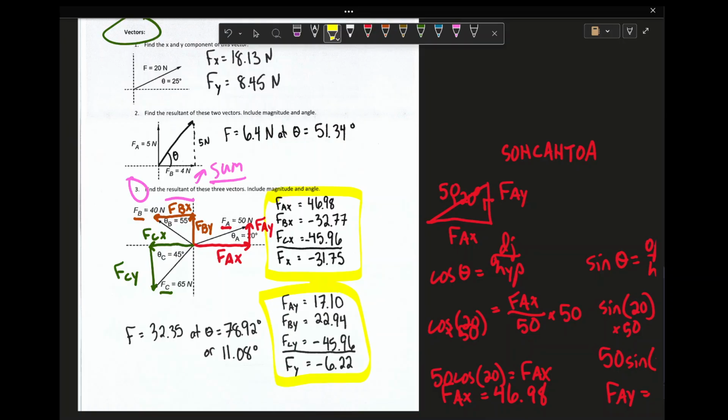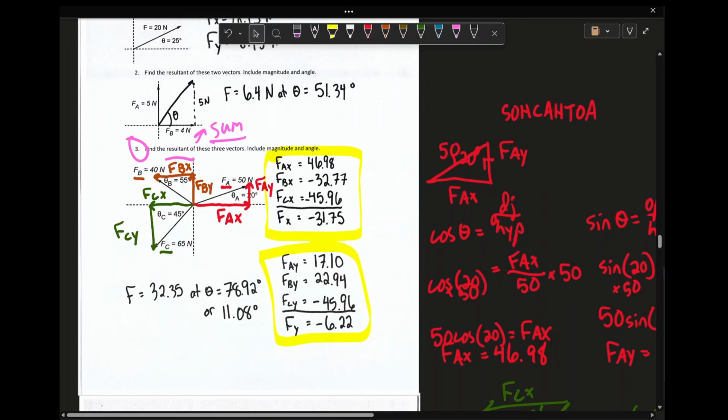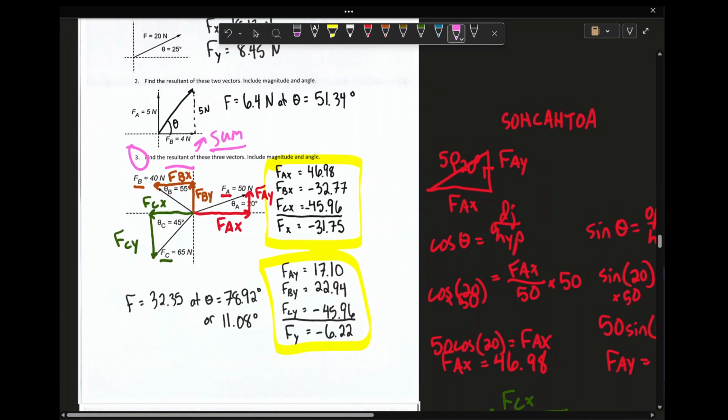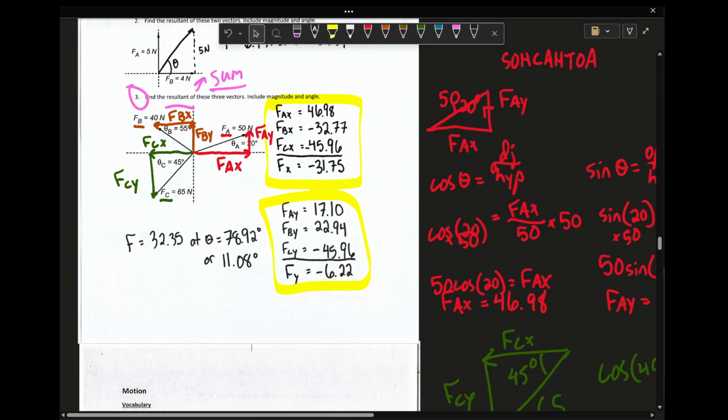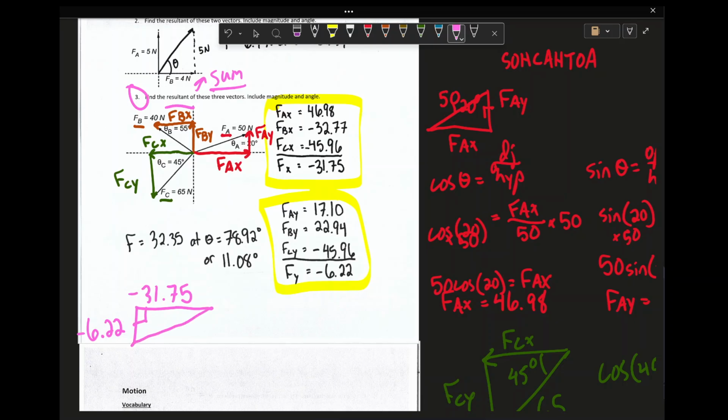So those are addable. Now we have our sum. We get our fx and our fy of our new thing. To figure out what the end result of this is going to be, we have an fx of, so I'll do this here, 31.75, and we have a y of 6.22, and those are both technically negative. This could be our sort of new vector, and we'll just call that f.